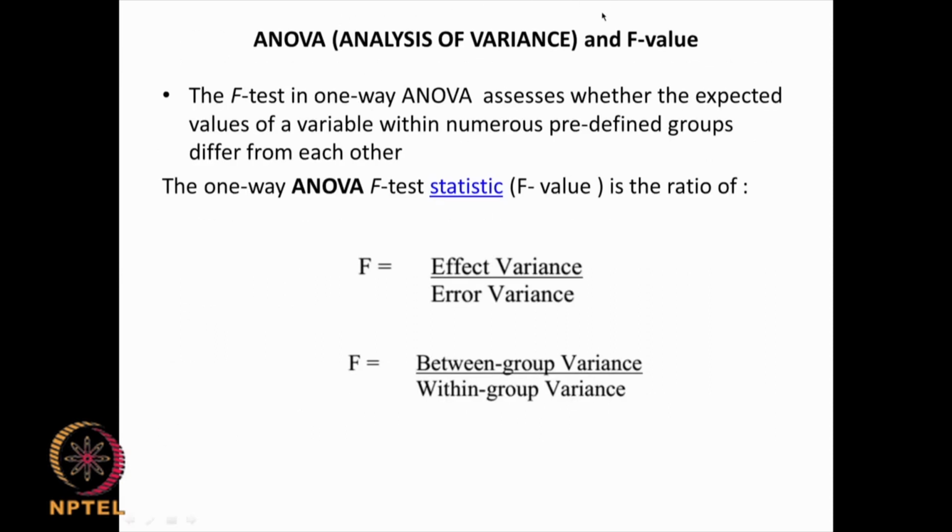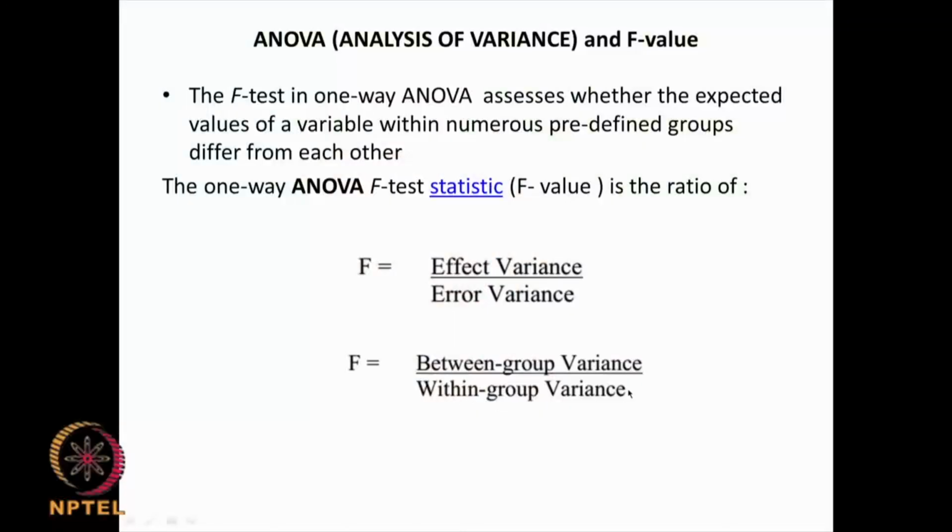So, we introduced the concept of Anova. Anova is nothing but analysis of variance. So, we are taking a ratio of two variances, between group variance and within group variance. Suppose I am comparing two drugs, so between group variance will be the comparison of variances between drugs. Within group variance is nothing but error.